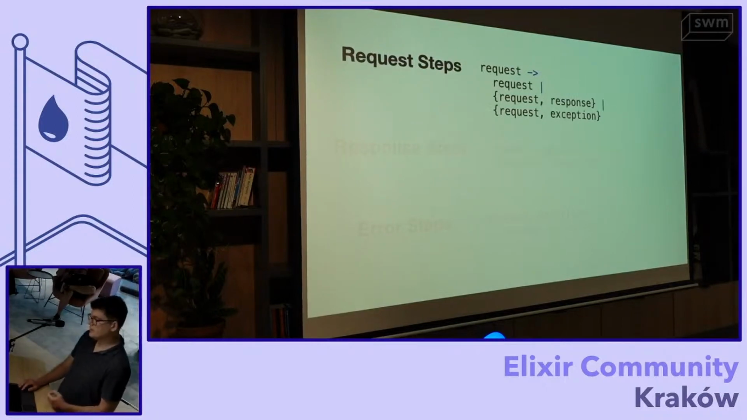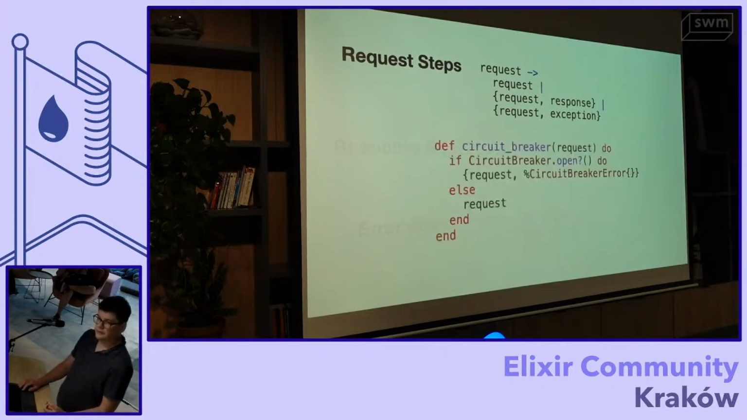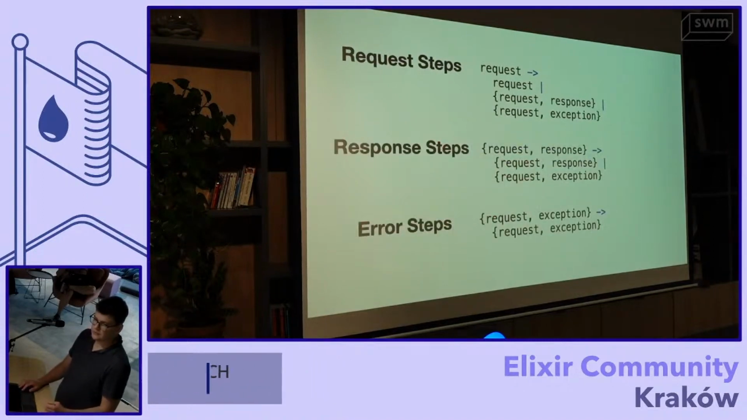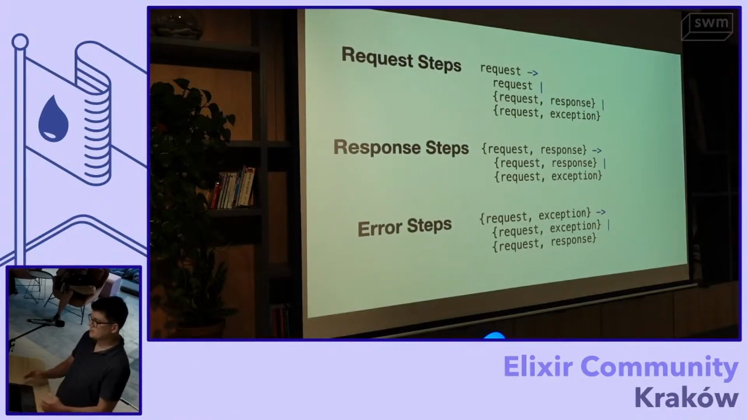And similarly, a request step can return the request exception tuple. And so here's an example. Maybe we have a circuit breaker step. If the breaker is open, we don't want to make the request. We can just return the tuple with the exception. And we are not going to call any other request steps. We are going to call error steps. And similarly, response can kind of go into the error steps. An error can go into response steps, so we can have these flows.